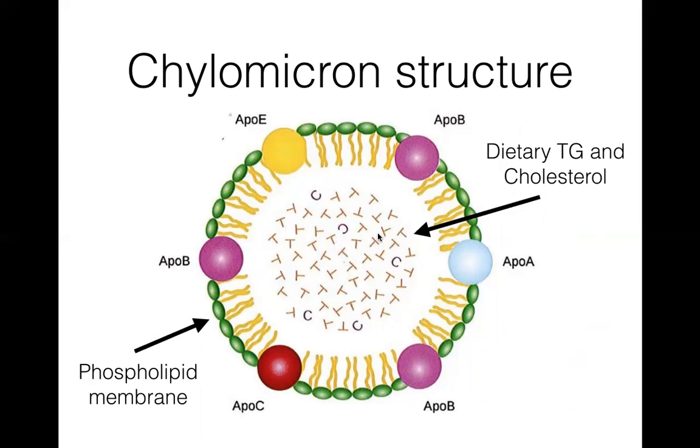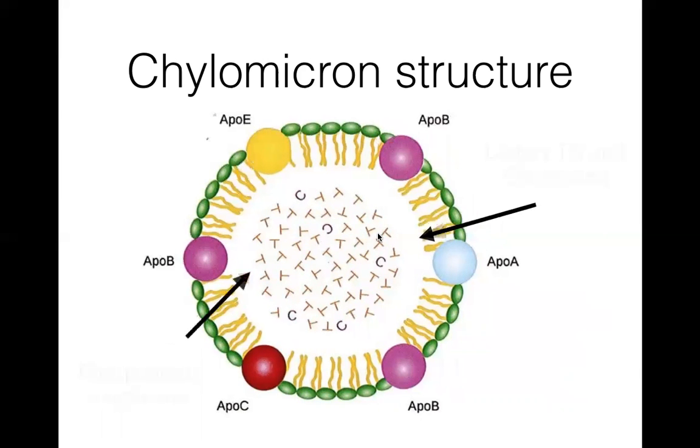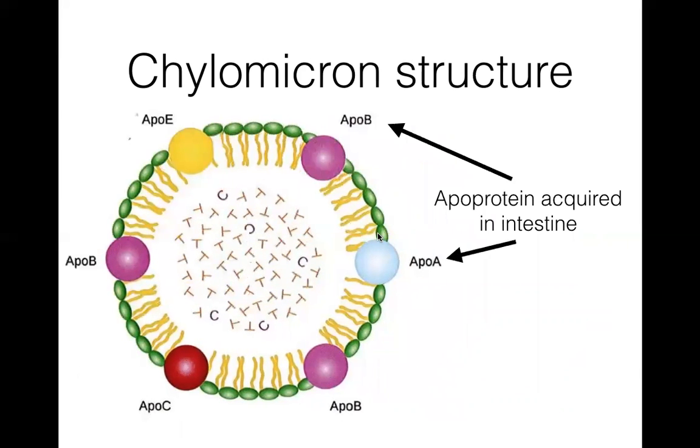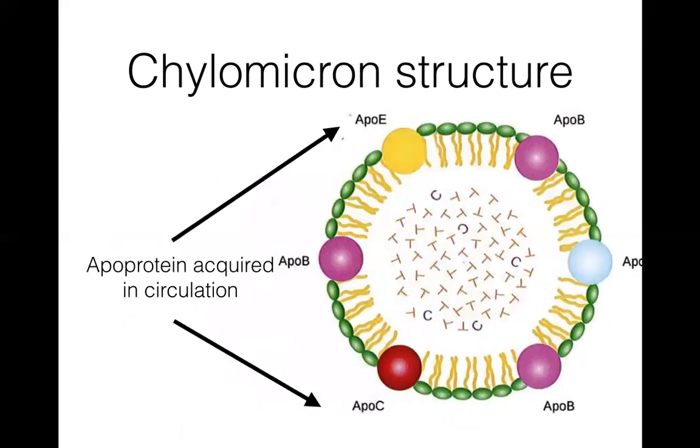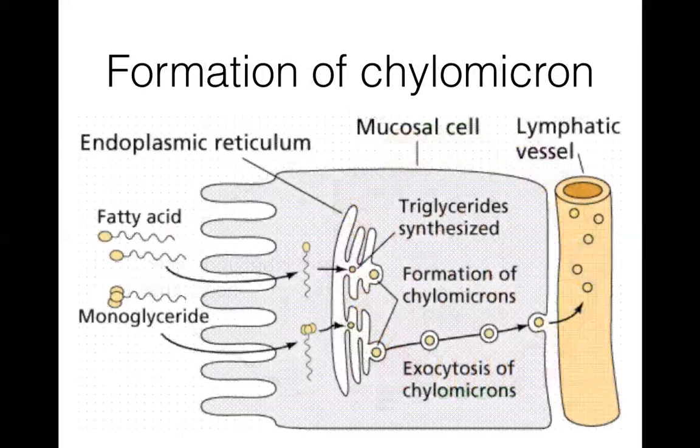Embedded on the phospholipid membrane are apoproteins such as ApoB. Now, these are the ones that are initially acquired in the small intestine together with ApoA. In circulation, it will eventually acquire ApoE as well as ApoC. So let's take a look at the formation now of chylomicron.